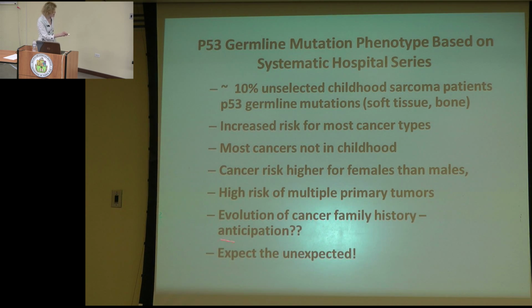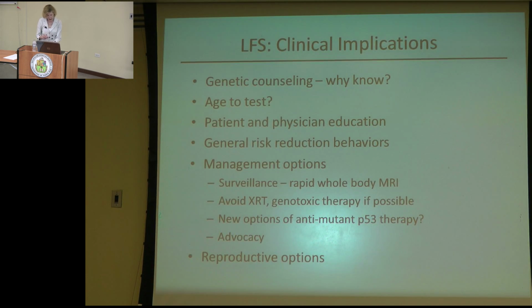We have this question of anticipation, with earlier onset tumors in successive generations, or evolution of the cancer family history. And we have a lot of unexpected things that show up. So there are clinical implications.